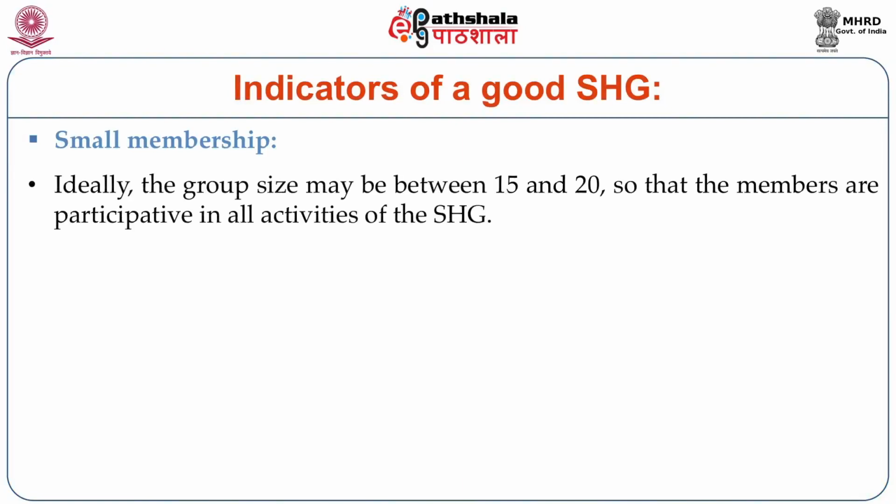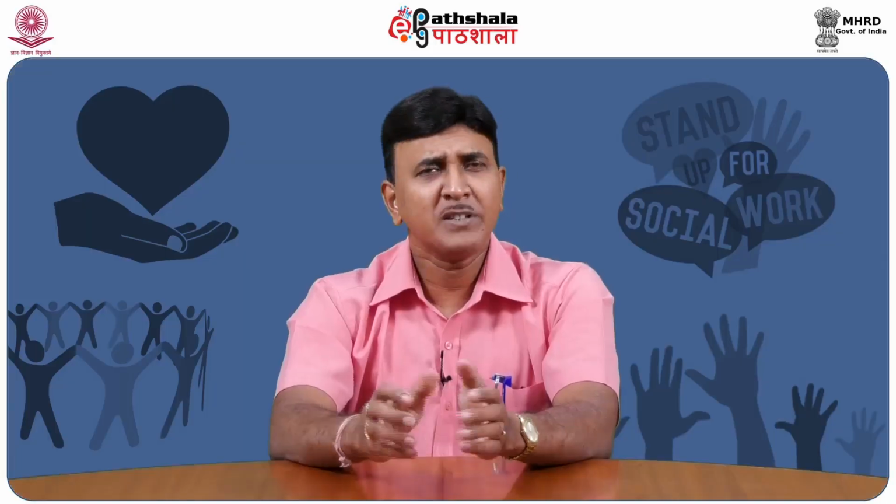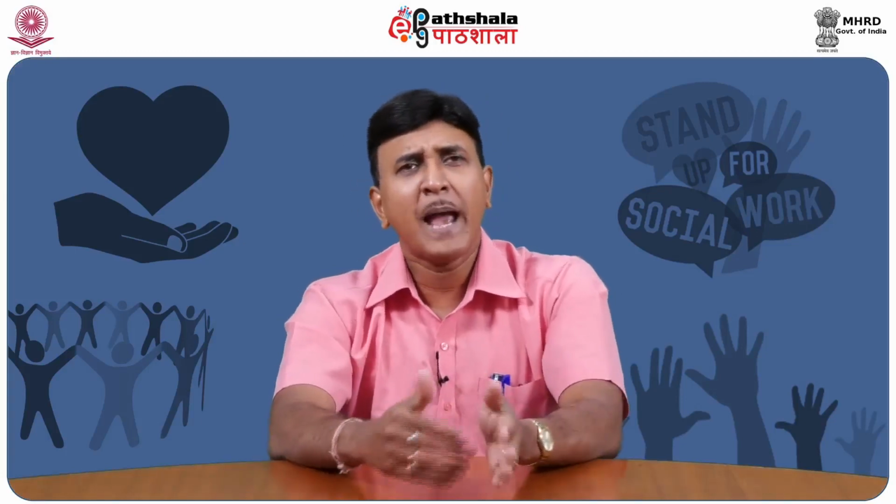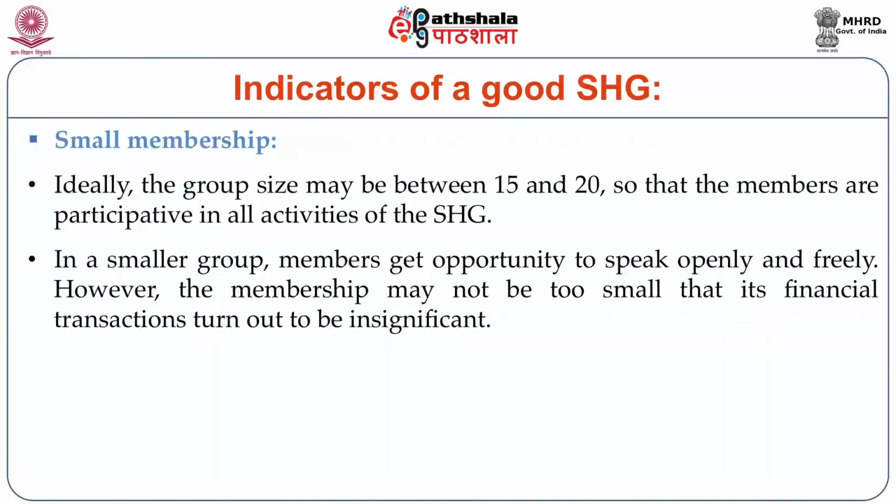Already I said, ideally it has been said 10 to 20. So the ideal group size is between 15 to 20 so that the members are participative in all activities of SHGs. Because if the number is more, then absenteeism will be there. So that can be avoided. In a small group, members get the opportunity to speak openly and freely.